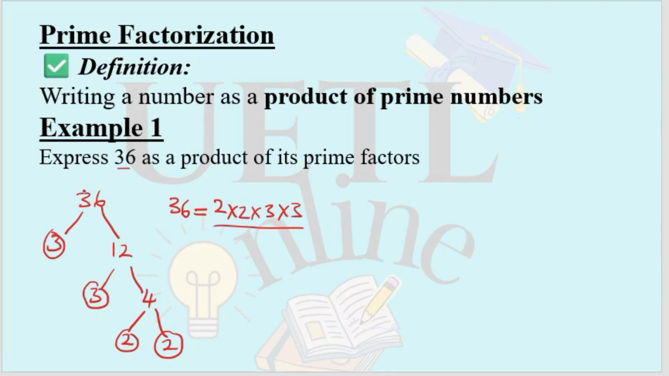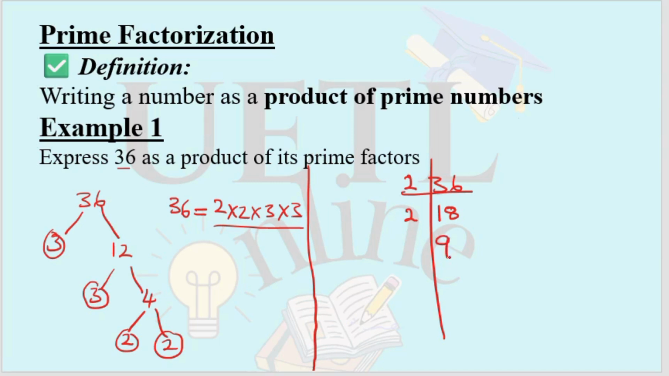The next method is to use prime factors from smallest to biggest. You write 36 like this, then create a table like this. You have to find the smallest prime number which is a factor of 36. In this case we have 2, since 36 is divisible by 2. So 36 divided by 2 is 18, and you write 18 here. Then you find the smallest prime factor of 18. Here we have 2 again, and 18 divided by 2 is 9.